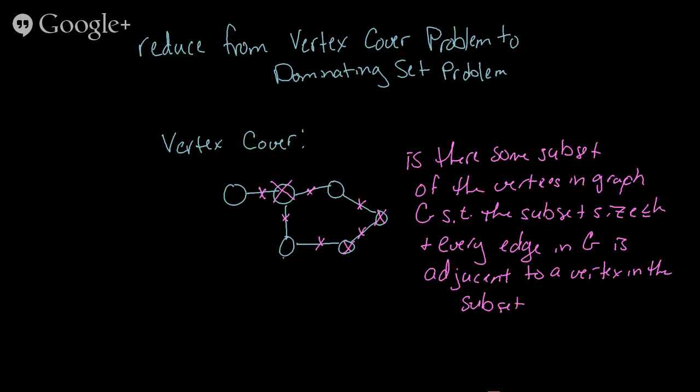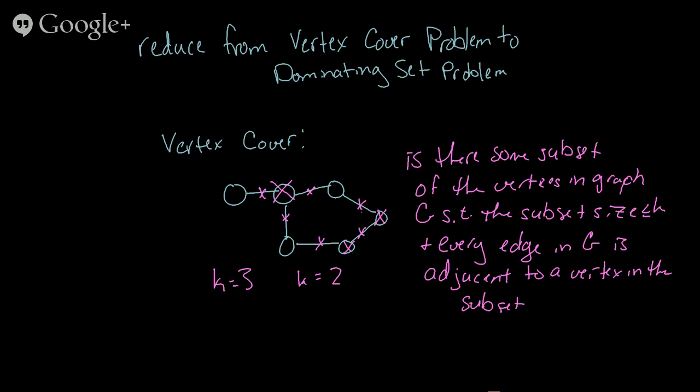So here, our minimum size is 3. If K were equal to 3, then the answer to this vertex cover problem would be yes, there is a subset of size 3 such that every edge is adjacent to one of the vertices in that subset. Here's a subset, this one, and this one. If our K was 2, for example, the answer would be no. There's no set of 2 vertices in this graph that will cover every edge.